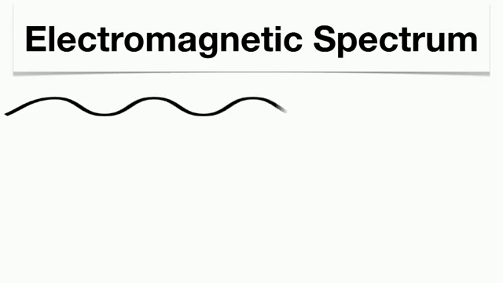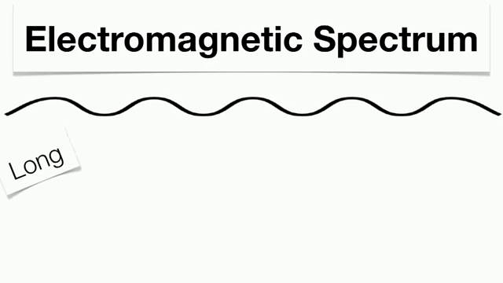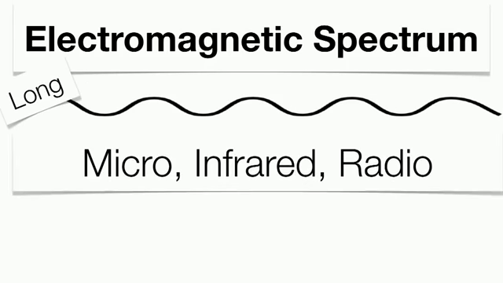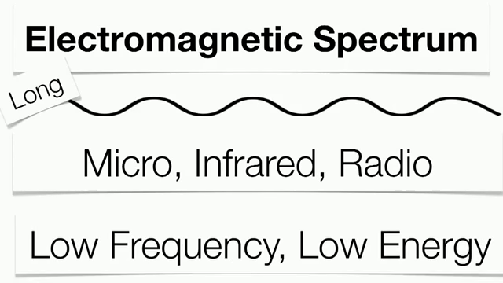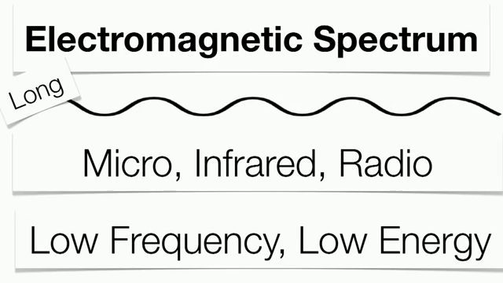So with your long wavelength to begin with, these longer wavelengths are going to include microwaves, infrared, which is basically heat, and radio waves. These are a much, much lower frequency, much lower energy. There's not a lot of energy with these waves.